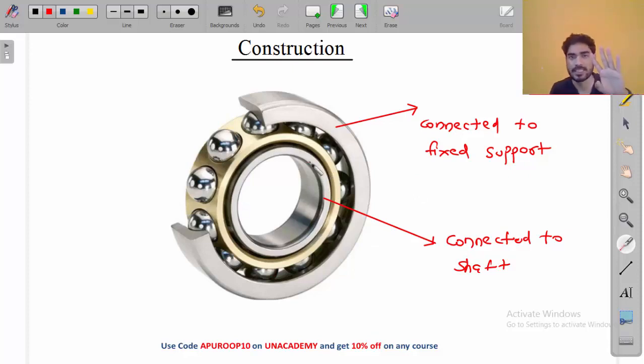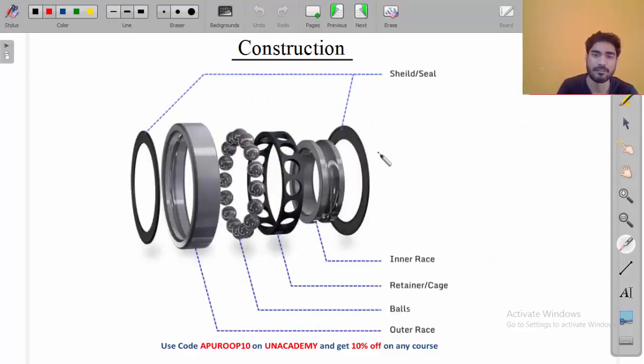So four major parts: inner race connected to the shaft, outer race connected to the fixed support, the cage which holds the balls, and then the balls. This is the exploded view. Can you see? This is the outer race, which is connected to the fixed support. This is the inner race, which is connected to the shaft.